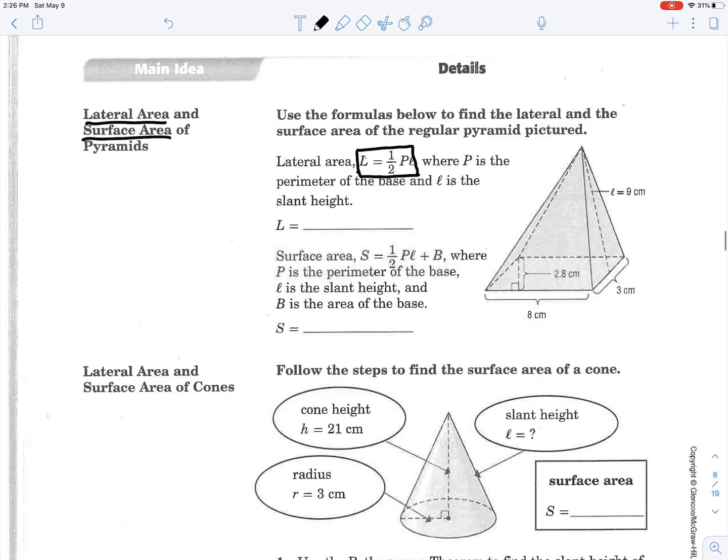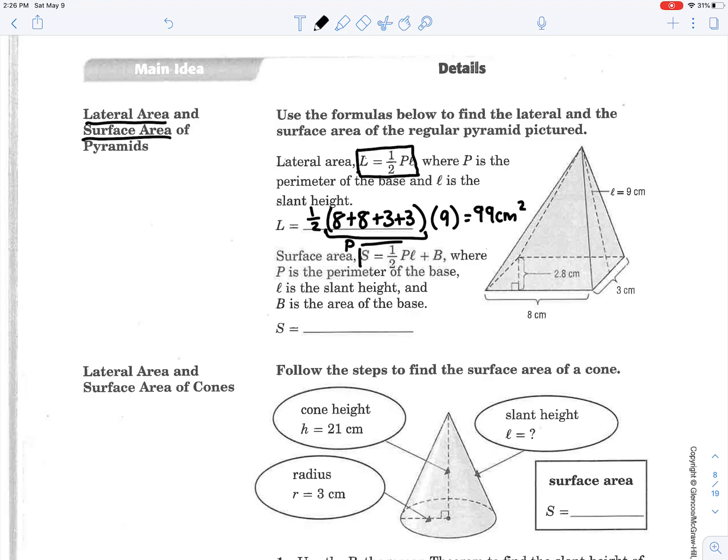So if we were to plug in this formula, we would say 1/2 the perimeter of the base. Well, the base looks to be a parallelogram, so that would be 8 plus 8 plus 3 plus 3. That gives me my perimeter, times the slant height, which is 9. So plugging that into your formula, you get 99 centimeters squared.